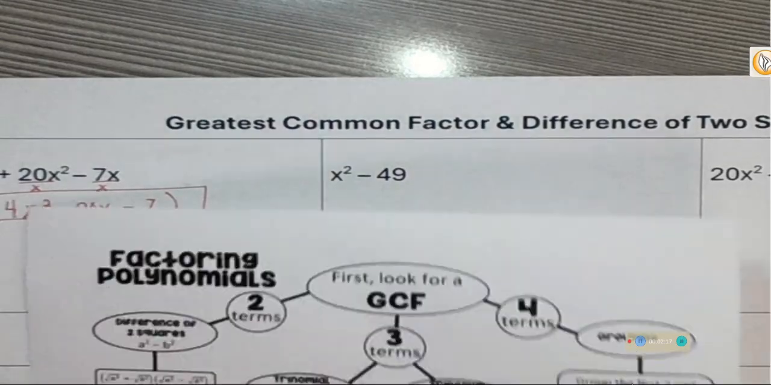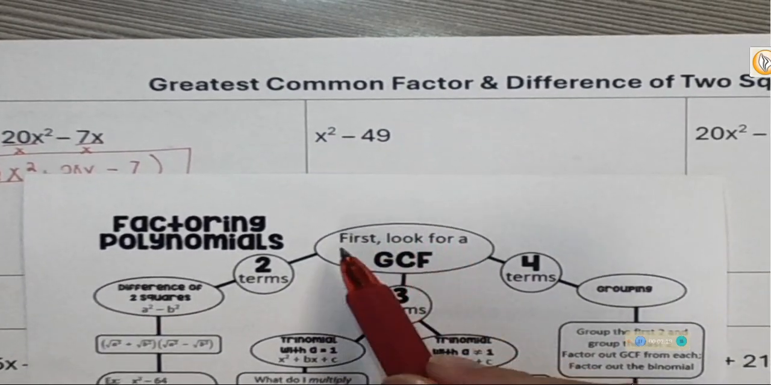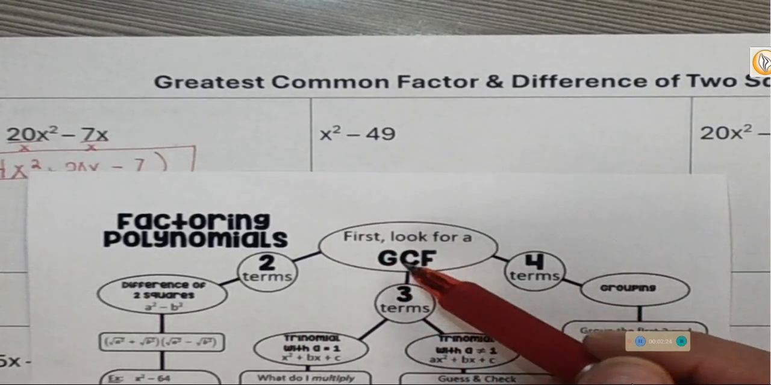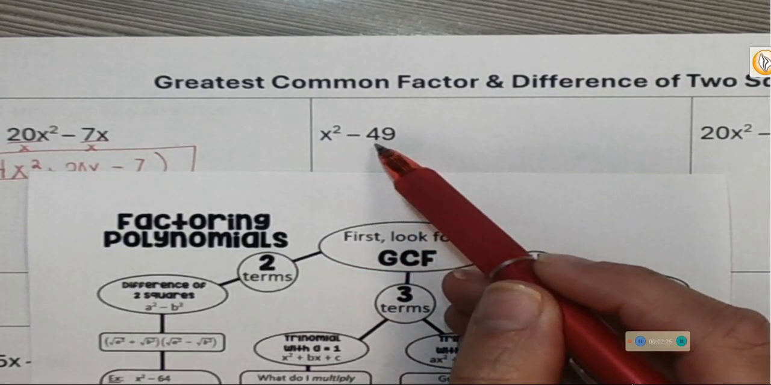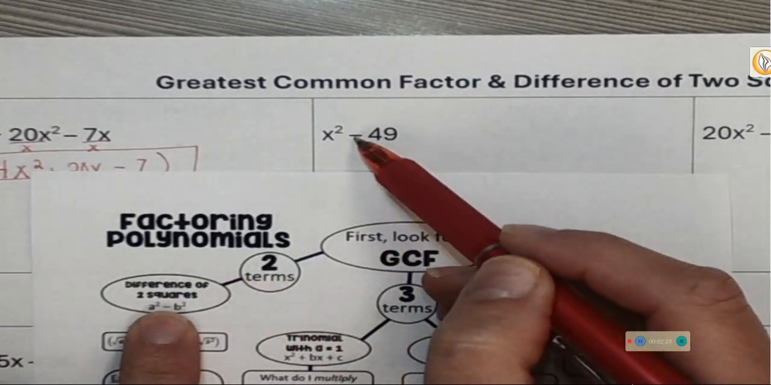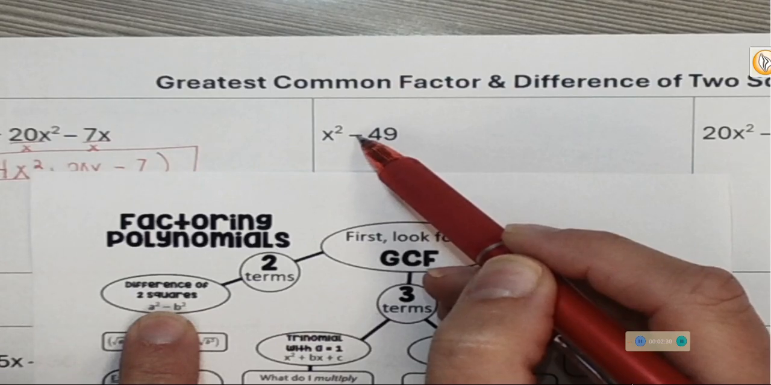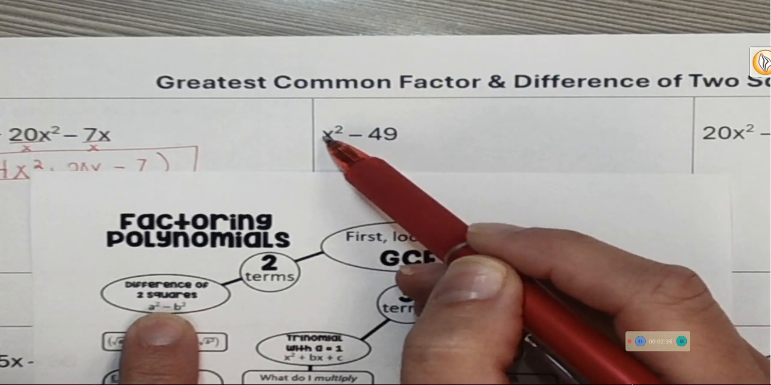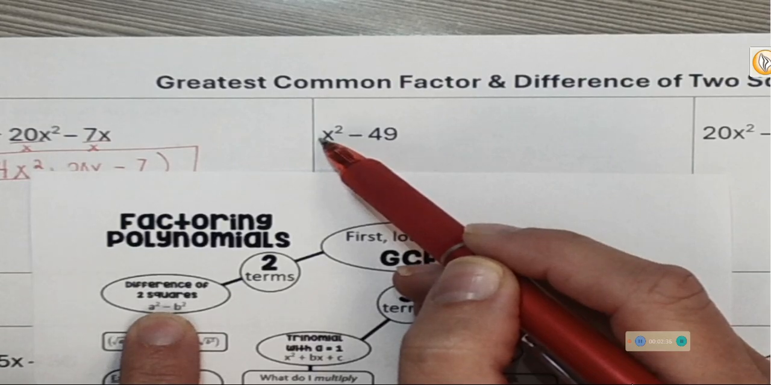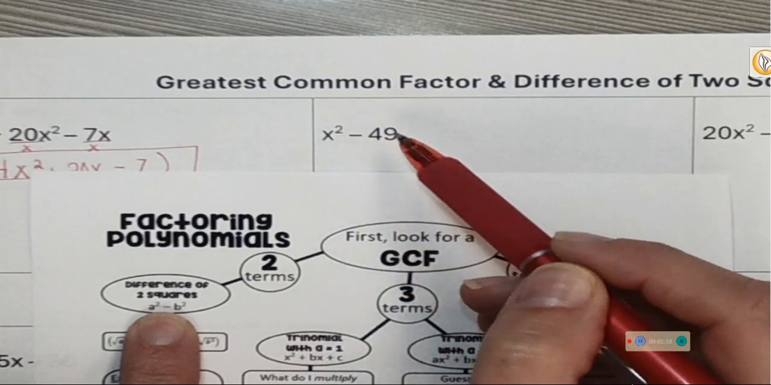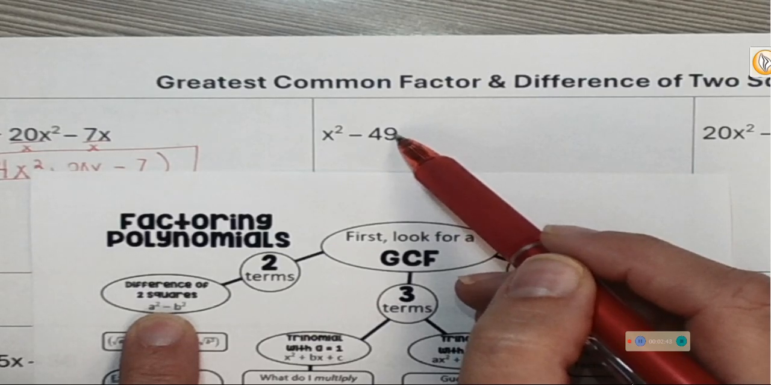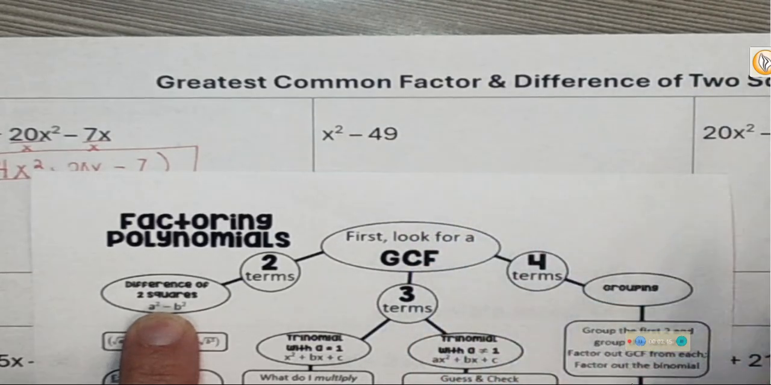So let me move on to the second one. I start at the top of my flowchart. Is there a greatest common factor between x squared and 49? The answer to that is no. So I say, how many terms do I have? I have 2 terms. Is this a difference? Yes, because it's subtraction. Are these both perfect squares? Well, what letter times itself would give you x squared? That would be x and x. What number times itself would be 49? That would be 7 times 7. So both of these are perfect squares.